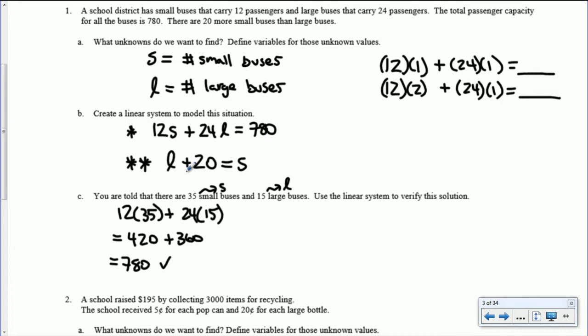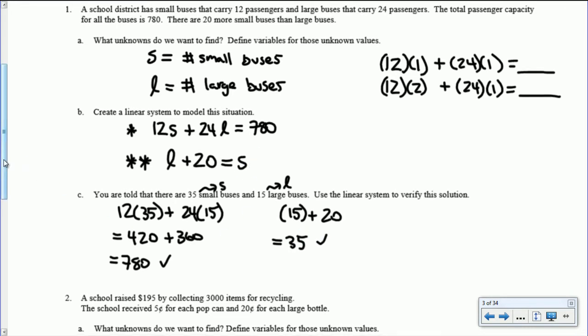Now let's check this one. So 20 plus 15 should give us the number of small buses. So the large is 15 plus 20, and this should work out to 35, but let's just check. So 15 and 20, 35, which is right, what we would expect. So we're good.